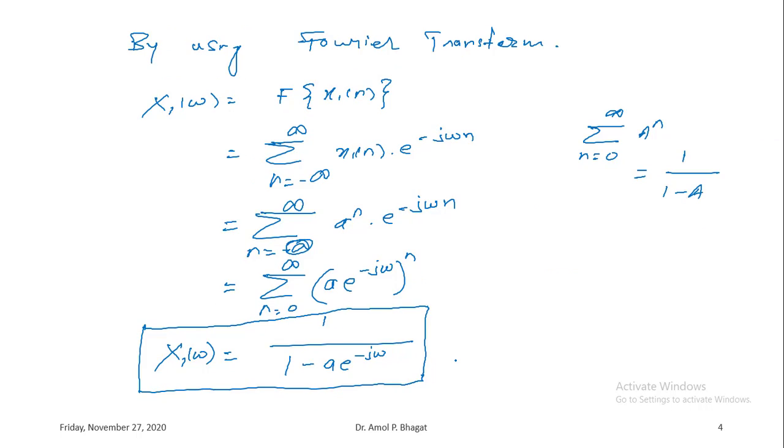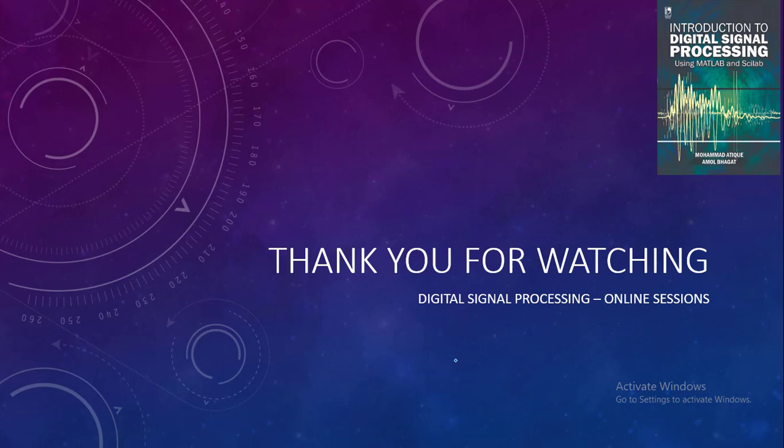So this is how you can apply the linearity property to identify the Fourier transform. Okay, so in the next session we will be discussing other properties of Fourier transform, that is time shifting and time reversal. We'll see those two properties in the next session. Okay, so thank you for joining this session.